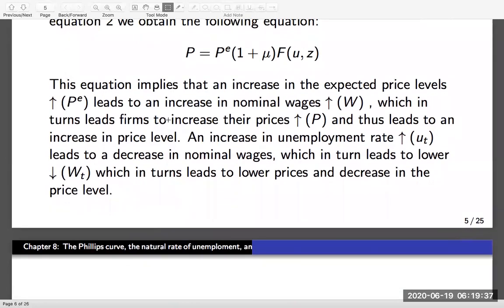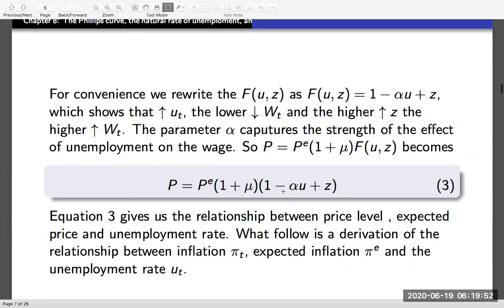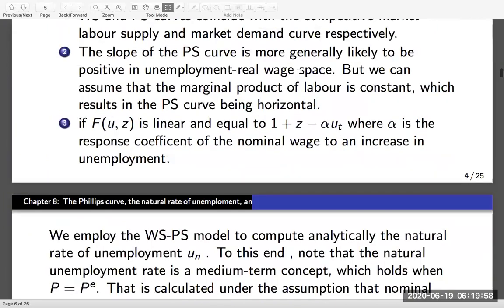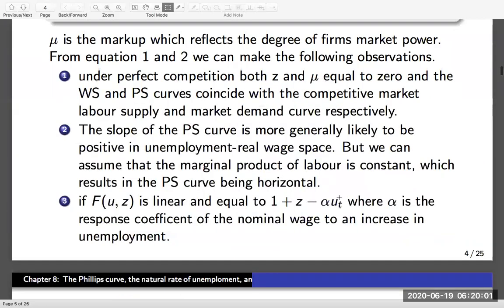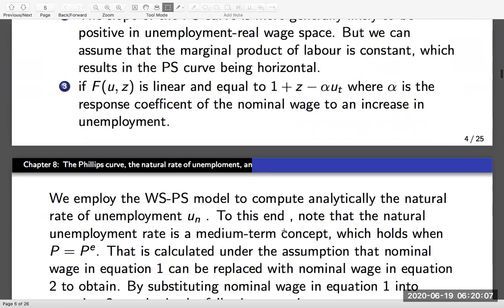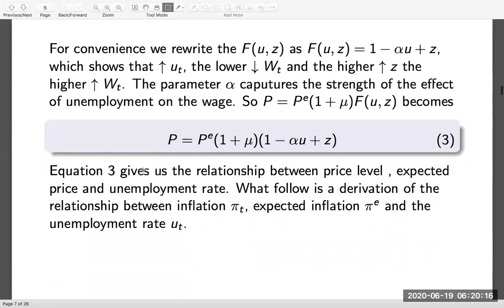So this is negative, so your unemployment is negative. Of course, if you increase unemployment, your wages are going to decrease and your prices are going to decrease. For convenience, we rewrite the equation as this. Instead of writing F, we replace this part with the equation it is equal to. Now my price is given by expected price times 1 plus a markup and this term. Equation 3 gives us the relationship between price level, expected price, and unemployment rate.